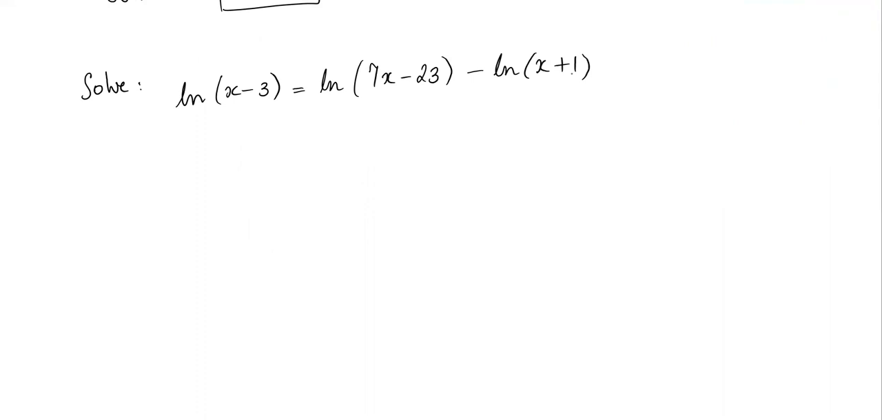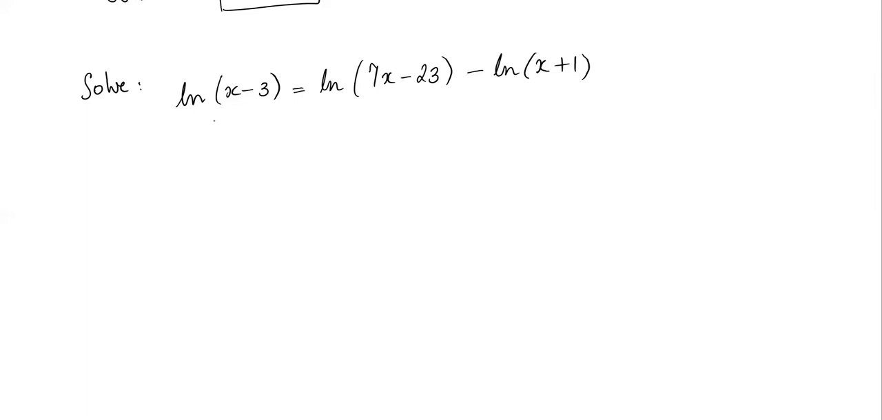We have a nice spread of ln's, right? You have ln on the left, ln on the right. Remember, for the uniqueness property, you should have a single ln on the left and a single ln on the right in order to equate their arguments. Here, I have to make sure that I bring them to a single ln on both sides.